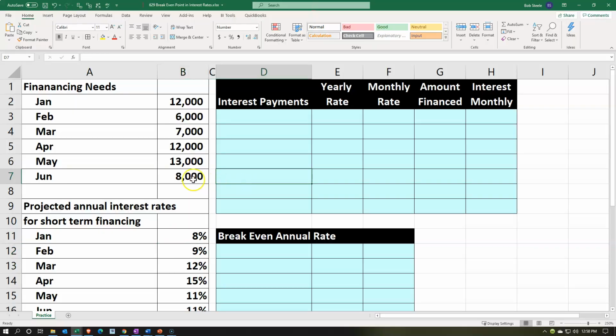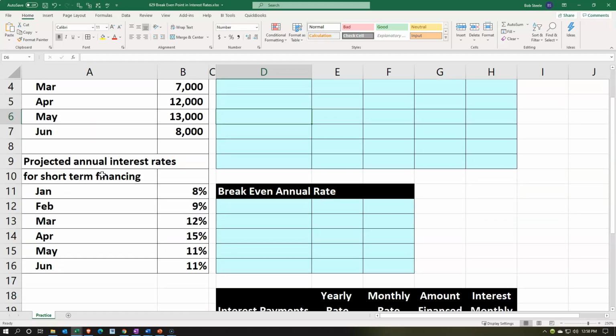Here we are in Excel. We have the information on the left-hand side. We're going to put that into the blue area into our worksheet on the right-hand side. What we have over here is the financing needs for January through June. This is the amount of financing that is required. Then we have the projected annual interest rates for short-term financing. So this is what we think the interest rates will be for short-term financing.